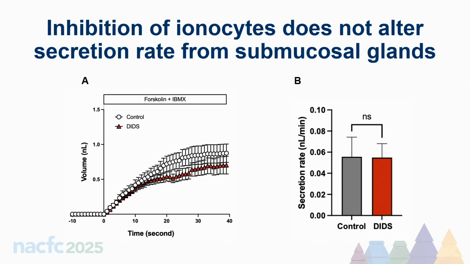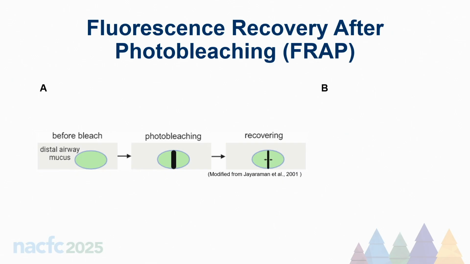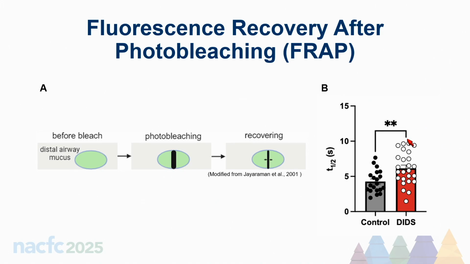But then I was interested to know if the properties of the mucin are affected when we block that bicarbonate secretion. So we completed a fluorescence recovery after photobleaching, FRAP, where we take that fluid, stain it with FITC dextran dye, photobleach different regions of the dye, and then see the recovery time of that dye. This indicates the viscosity of that fluid. When we quantify that, we see that when we have no bicarbonate secreted from ionocytes, our fluid is much more viscous compared to control. So the T-half time takes longer to recover in those conditions compared to control.